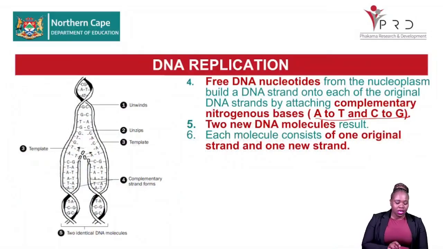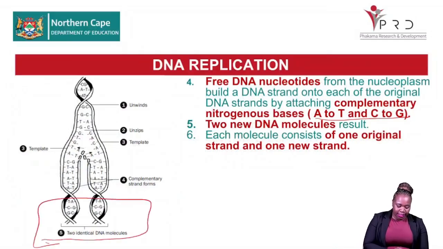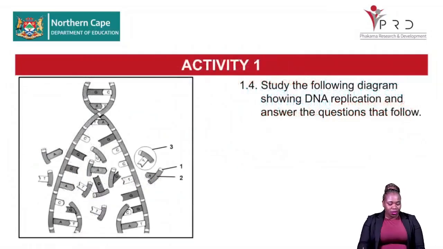And then at the end, you will have two identical DNA molecules, one with one old strand and one new strand, and the other one also will have one old strand and one new strand. Remember to mention that the process is controlled by enzymes.